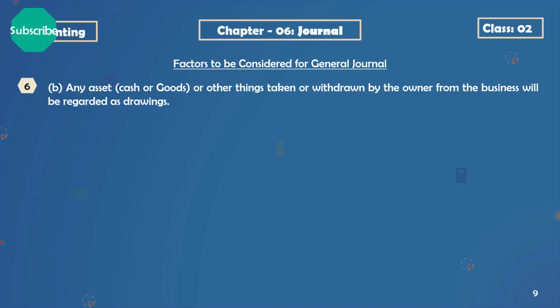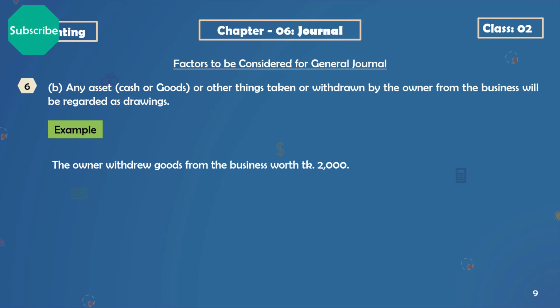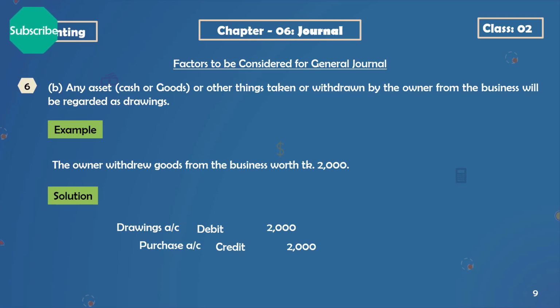So when an owner provides or brings anything into the business, that will be recorded as capital, and when the owner takes anything from the business, that will be regarded as drawings. Okay, they are related, so I wrote them together. Example: the owner withdrew goods from the business worth taka 2,000. Solution, journal entries: drawings account debit, and for goods withdrawn, we have to write purchase account credit.